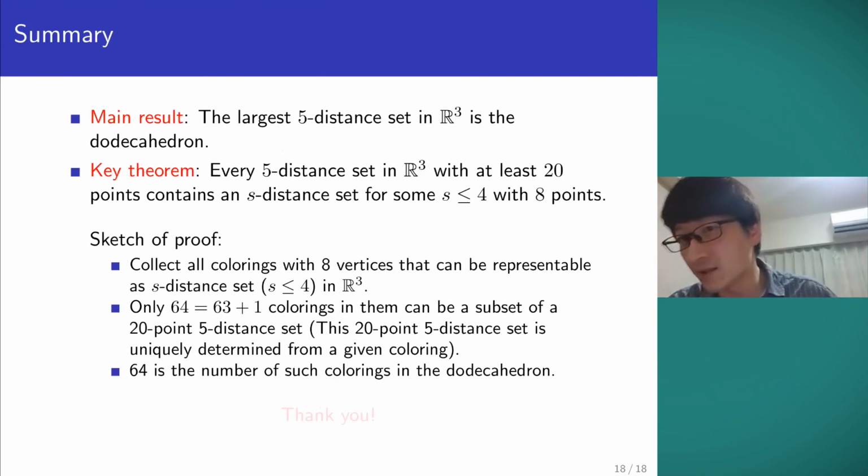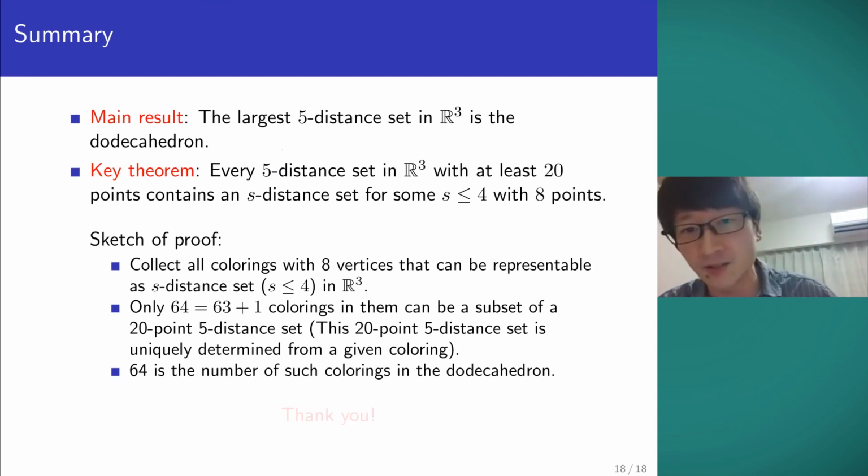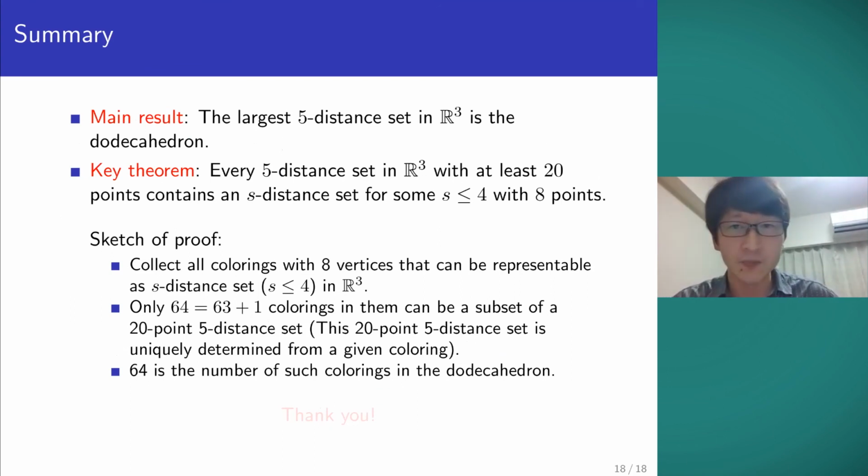Okay, this is the last slide, the summary. The main result is the dodecahedron conjecture: the largest 5-distance set in R^3 is the dodecahedron. And the key theorem is that every 5-distance set in R^3 with at least 20 points contains an S-distance set for some S, where S is less than 5, with 8 points. About this theorem, the next speaker Shinohara will explain in detail.